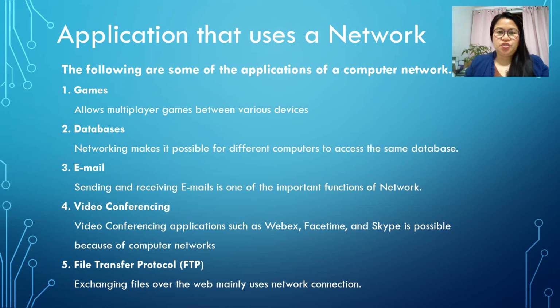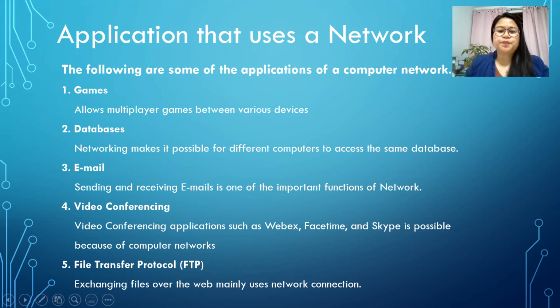What are the applications that use a network? First, games. It allows multiplayer games between various devices. Number 2 is the databases. Networking makes it possible for different computers to access the same database. We also have email. Sending and receiving emails is one of the important functions of a network. So through a network, we are able to send and receive emails.